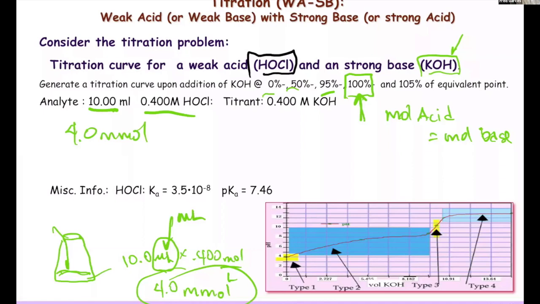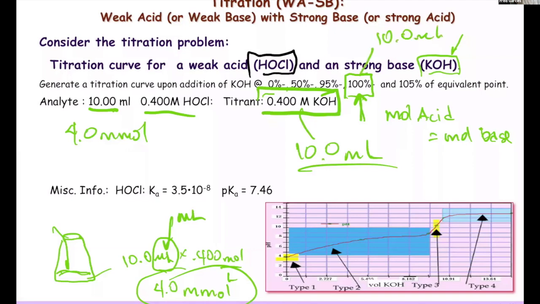And look what happens here. You have the same concentration of potassium hydroxide, 0.4. So it's a no-brainer. You're going to need 10 mL of potassium hydroxide to reach 4 millimoles as well, because the concentration of the acid and the base are equal. You don't even have to do the calculation. It's going to be 10 mL. So this right here is 10 mL, and then you can calculate the rest.